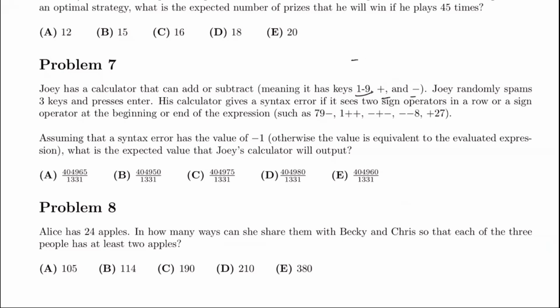So just to give a bit of context, let's say you have negative and then 79. This would give a syntax error. If we have something like that, that would give a syntax error. So basically, anything where the sign is not in the middle, it would give a syntax error. Now, assuming that a syntax error has a value of -1, what is the expected value that Joey's calculator will output?